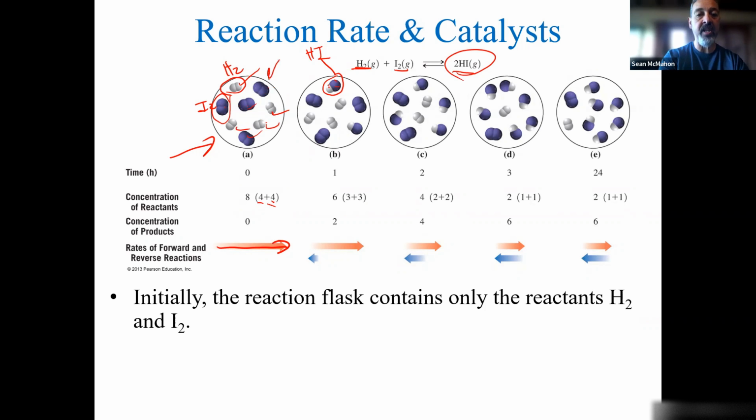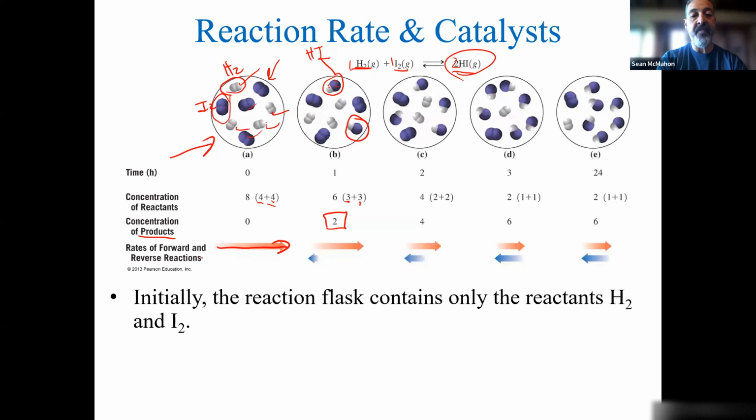Eventually, some of these are going to collide and have an effective collision. So they're going to not only have enough kinetic energy, they're going to collide with the proper orientation. Not always, okay? But eventually what will happen is I will form a few of the products. So now in this example, you see that one hydrogen and one iodine collide to produce 2 of the hydrogen iodides. So now I have a concentration of 2 of my products. And initially I started with 4 and 4, but now I only have 3 and 3.